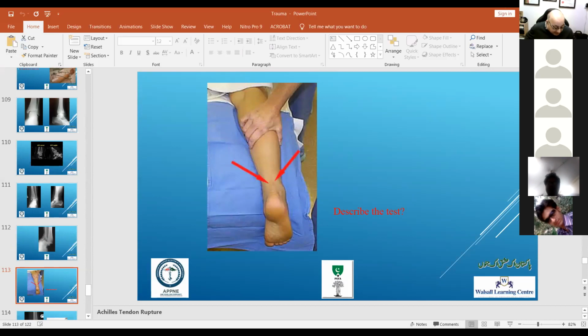Okay, so tell me the management of this patient now. So this patient came in, he was playing football and he felt a snap. He's 45 years old and he came straight to the hospital. What are you going to do with this patient?